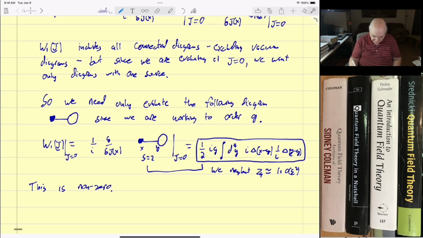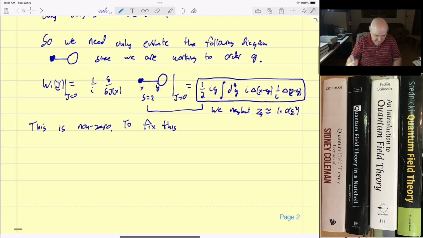So now to fix this, we use a counter term. To fix this, we introduce a counter term, y phi, and add the following to our dictionary.